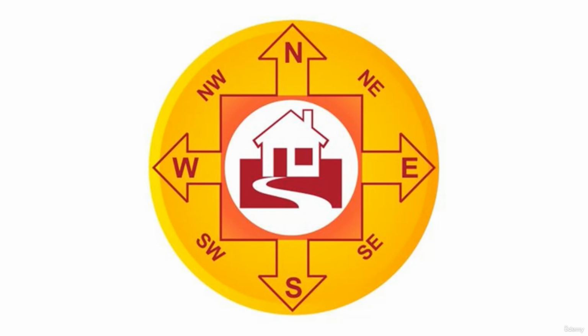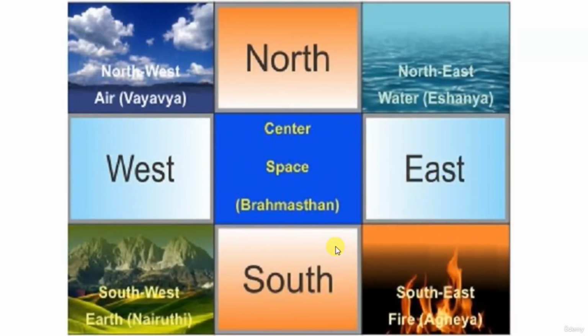As we all know, we have four directions: north, east, south and west. Based on these directions only, we have to locate the rooms and the entrance. When you take these four directions, the center part is called Brahmastan, and the corner between north and east is called the northeast corner. It is also called Ishanya, which represents water.